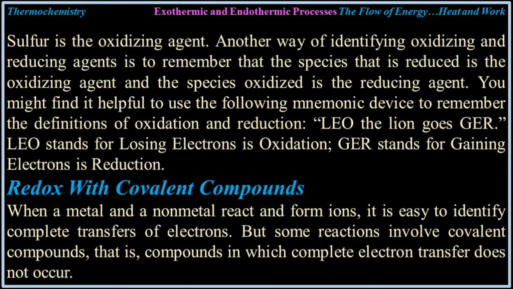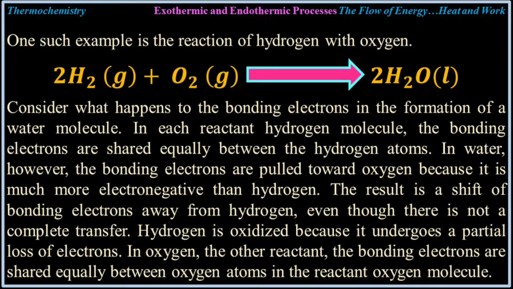Redox with covalent compounds. When a metal and nonmetal react and form ions, it is easy to identify complete transfers of electrons. But some reactions involve covalent compounds, that is, compounds in which complete electron transfer does not occur. So what is Leo and what is grr? Leo the lion goes grr.